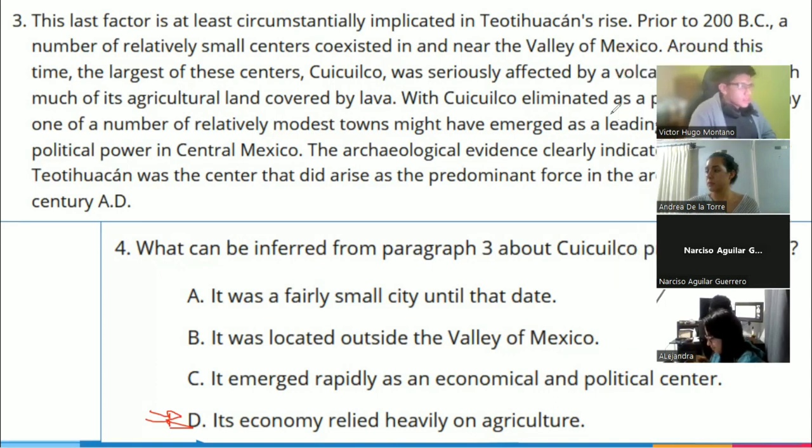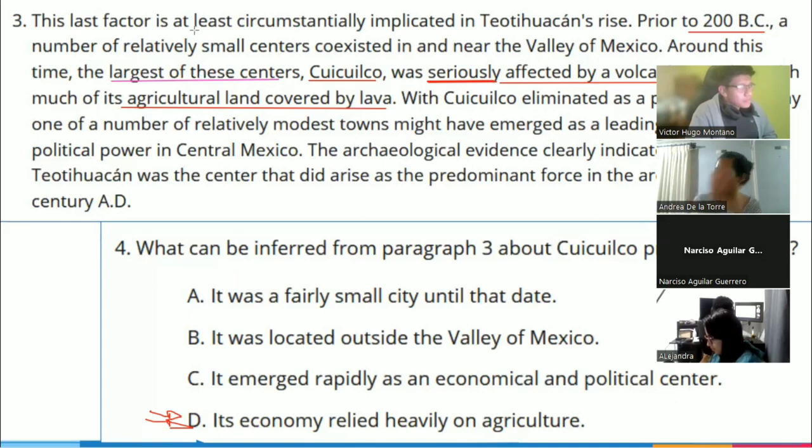Because the paragraph says that around 2000 before Christ, Cuicuilco was affected by a volcanic eruption, so much of its agricultural land was covered by lava. That's why we can infer that before that eruption, Cuicuilco was an economic center and also had a lot of agriculture. Great, perfect. So totally true.